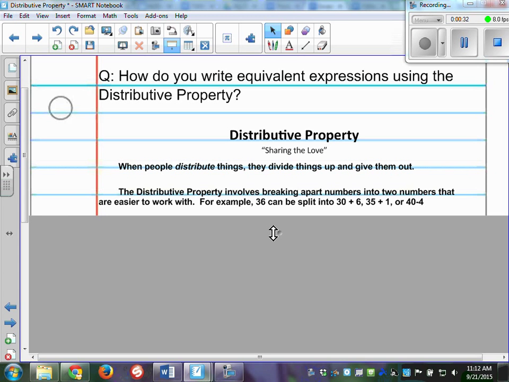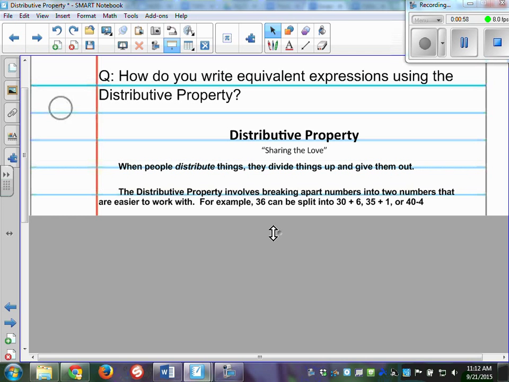This next line you don't need to write down, but I want you to think about when people distribute things or when they pass out things. So if you've watched me before distribute papers or pass out papers, okay? Somebody might distribute flyers, or if you've ever been to a parade, people will distribute candy and they'll pass it out to lots of different people.